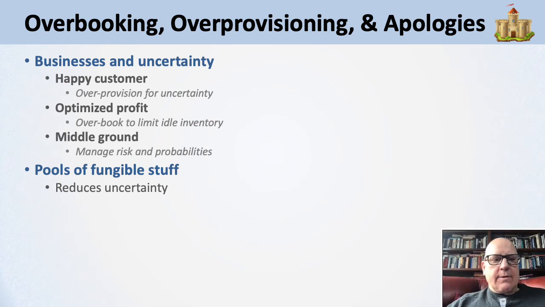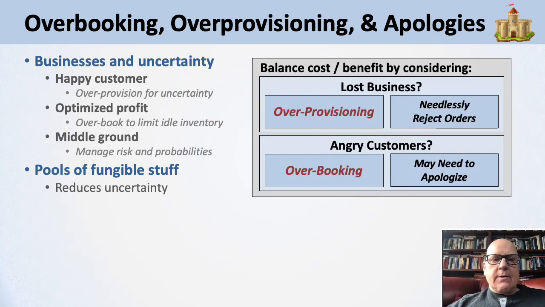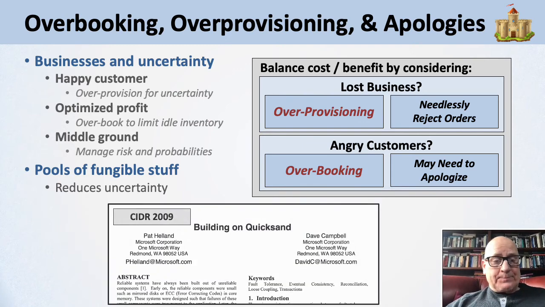King-size non-smoking rooms, there may be 20 of them at the hotel, and so I can cope with uncertainty because they're equivalent. They're fungible. So I want to balance the cost and the benefit. Over-provisioning will cause me to needlessly reject orders and I've lost business. Do I want to deal with angry customers? Well, overbooking may mean I need to apologize, and that's a drag too. So I wrote more about this in a 2009 paper called Building on Quicksand, again at the CIDR conference.